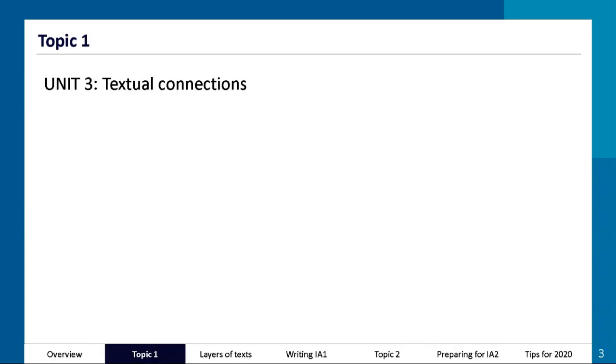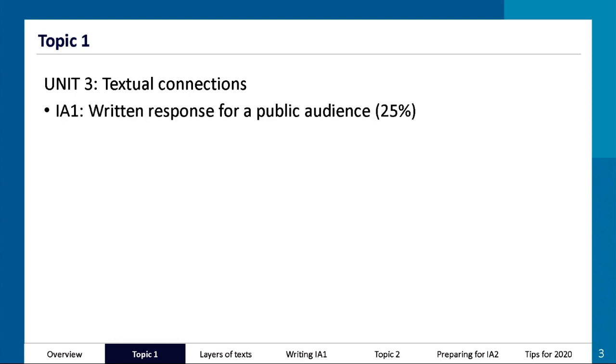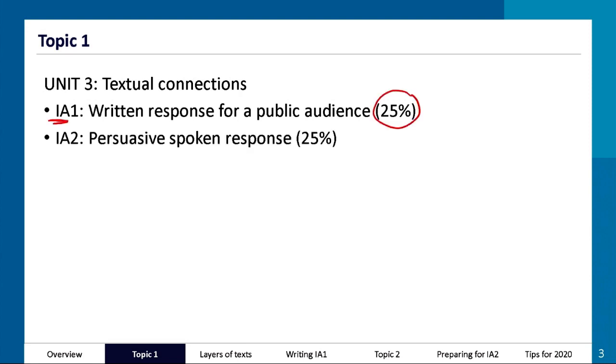Unit 3, which is what you'll probably have started on already in class, is all about textual connections. The first IA, internal assessment, worth 25% of your overall mark, is a written response for a public audience. I'll get into what that means in more detail later. The second assessment is a persuasive spoken response. Unfortunately, for anyone who hates giving oral presentations, that's also a quarter of the mark.